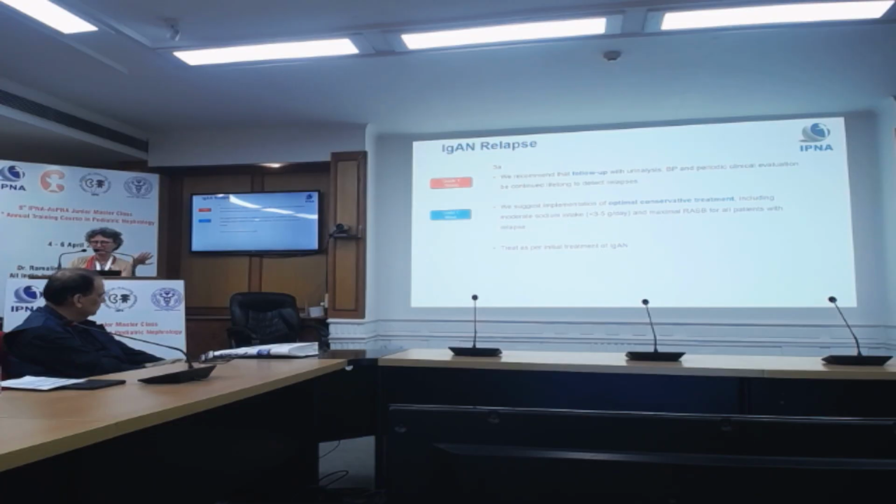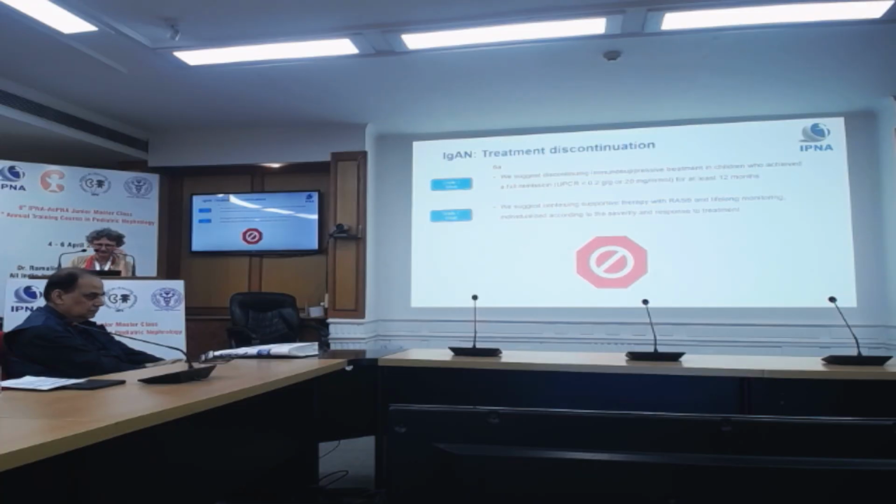So what do we do in case of relapse? A relapse in a patient who has previously achieved remission, how do we treat it? Optimal conservative treatment, and then the whole kit and caboodle that you did the first time. There's nothing new, there's nothing different, you just restart the cycle, unfortunately. And when should you discontinue? We suggest discontinuing immunosuppressive treatment in children who did achieve a full remission for at least 12 months.